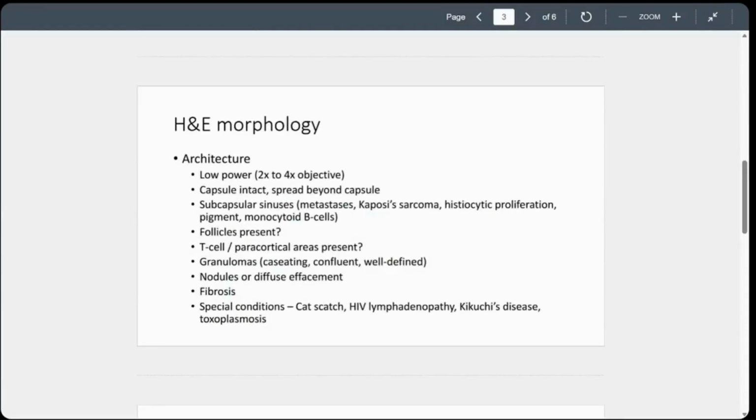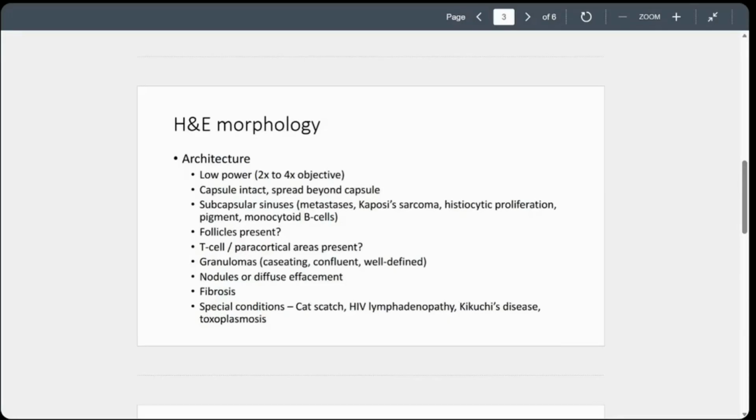So, morphology. Always look at low power. You can look at the whole lymph node by putting the lymph node on the condenser underneath the stage, and then looking at it at either 2 times or 4 times objective. I don't know if anyone here has done that, but it means you can look at the entire node.